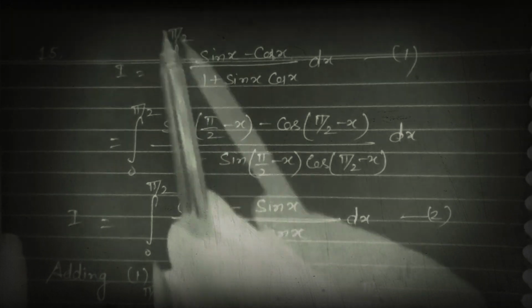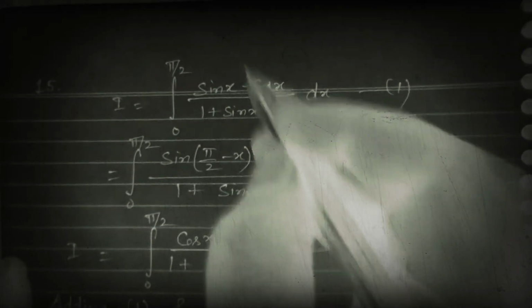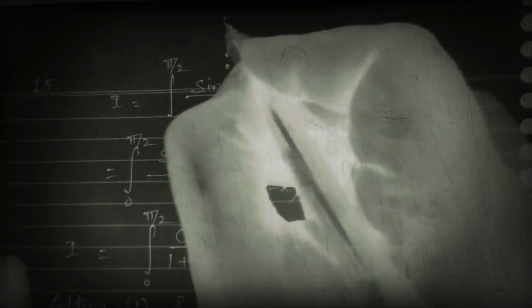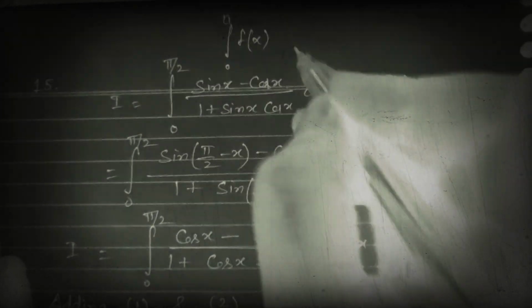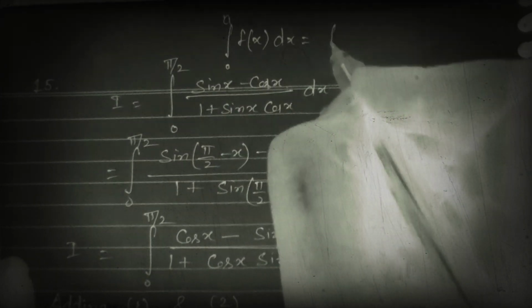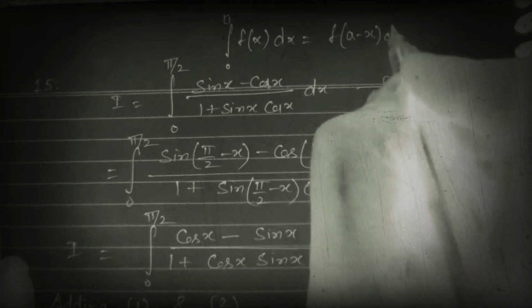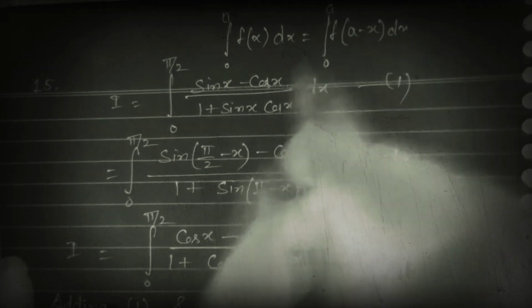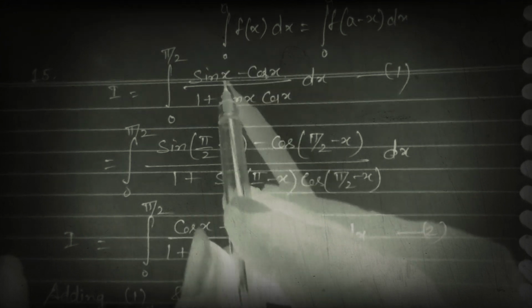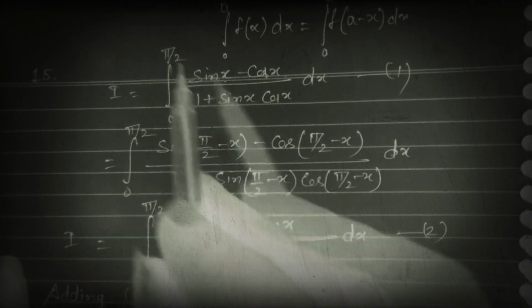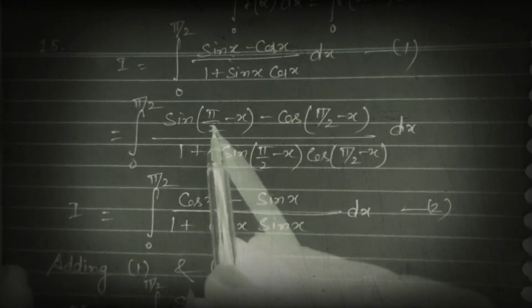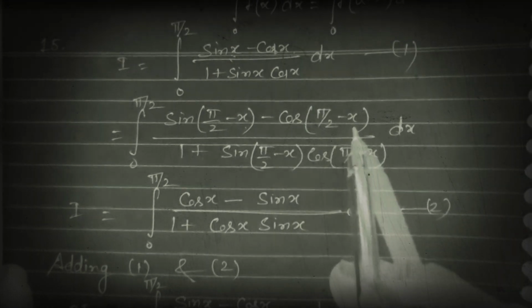So we will use property. Same property we have used in most of questions. 0 to a f(x) dx is equal to 0 to a f(a minus x) dx. So x के प्लेस पर हम लिख देंगे a minus x. Here a is pi by 2. So we will write x is pi by 2 minus x. Here also pi by 2 minus x.